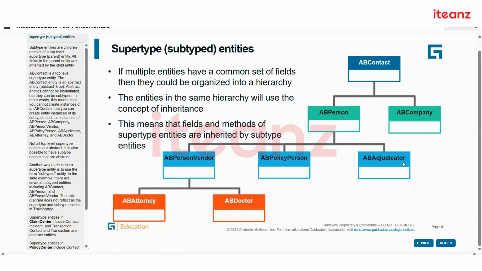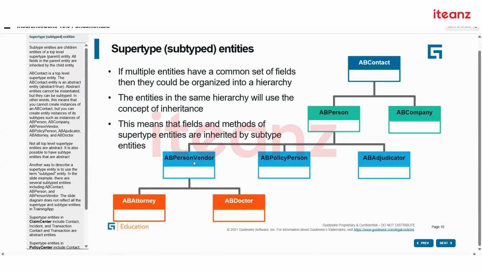Like, that's not needed basically, because this should acquire all the properties from its parent entities, like the super type basically, right? And then it should have its own fields as well. Say for example, adjudicator will have his own number, like adjudicator number, maybe, right? That will be present only for this adjudicator, right? And policy person will have something related to that particular policy, right? And person vendor will have some vendor number or something pertaining to that particular subtype.